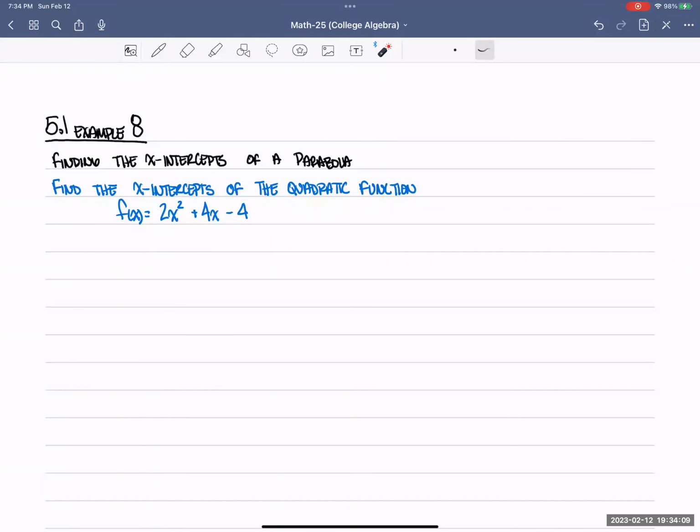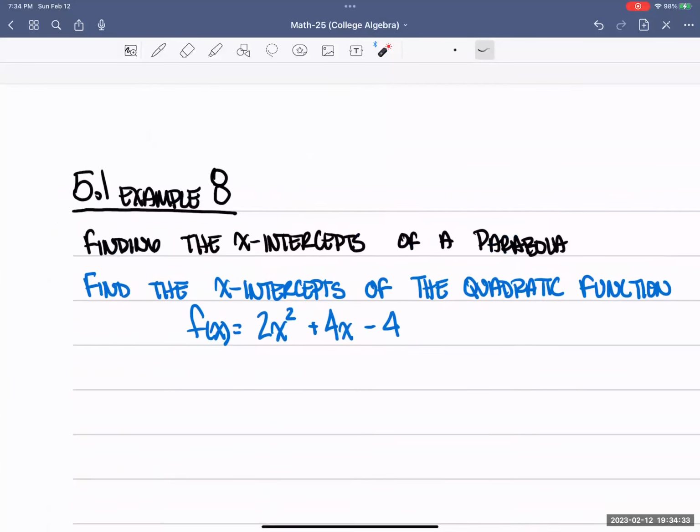Section 5.1, example 8. Finding the x-intercepts of a parabola. Find the x-intercepts of the quadratic function f of x is equal to x squared plus 4x minus 4. X-intercepts happen when y is equal to 0, because we're looking for x. So x-intercepts happen when y is equal to 0.